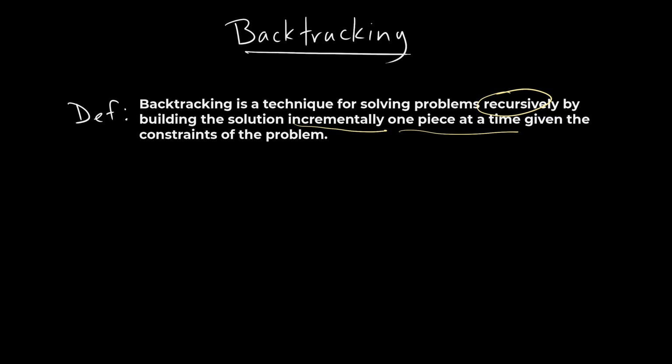Now, what does it mean by building the solution incrementally, one piece at a time, given the constraints of the problem? Well, let's look at an example. So what do we see here? Obviously this is a maze, and backtracking is quite useful for mazes because there are a lot of constraints. And what are the constraints here? The constraints are the walls. We know that we cannot go through walls. So the goal here is to get to the end without going through a wall. That's basically what a maze is.